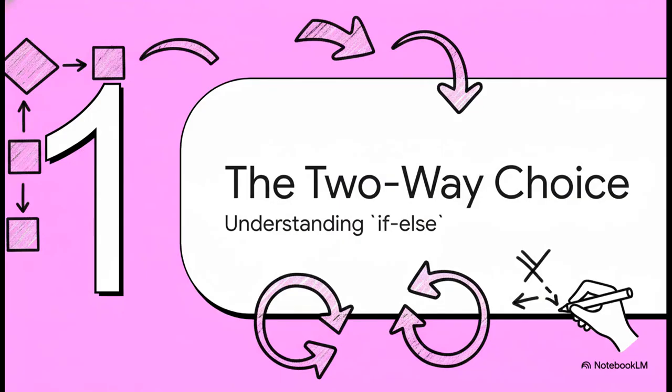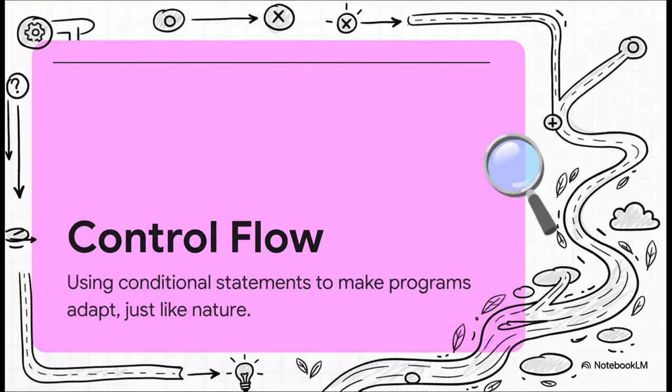Okay, so we're going to start with the most fundamental building block for making decisions in code. This is the simple two-way choice. In Python, we do this with something called if-else. Now, the fancy term for what we're doing here is control flow. And honestly, it's a great name because that's exactly what's happening. We're controlling the path our program takes. Instead of just running straight from top to bottom, line by line, we're creating forks in the road. We're letting the program choose its own path based on the information it gets.